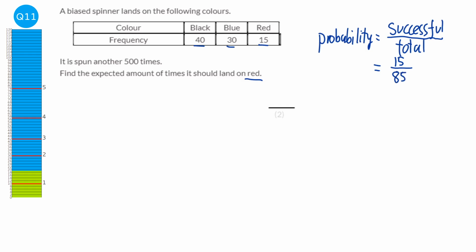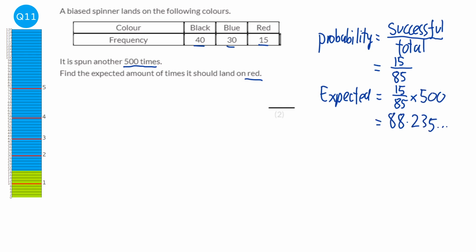Okay, now to find the expected amount, it's just the theoretical probability, which is 15 over 85, times the amount of trials, where it says it's spun 500 times. We just go times it by 500. And we get the answer of 88.235, and so on. And we're always going to round that down. So if it's 88.9, we're always going to round it down to 88. Only when it gets to 89 do we write 89. So our answer is that we're expecting roughly 88.